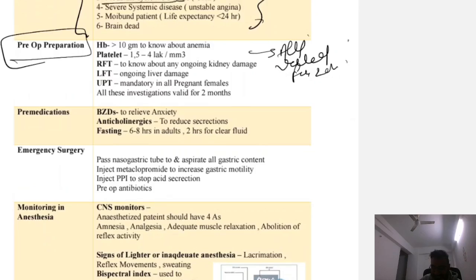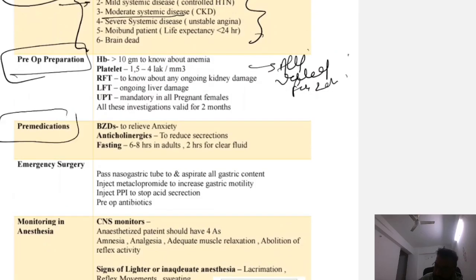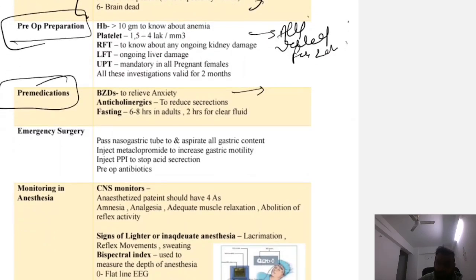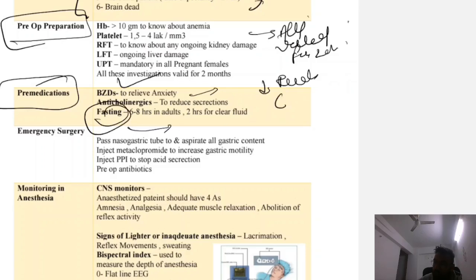Okay, now the pre-medication. So what is pre-medication? If you say to someone that you are posted for OT tomorrow, then the patient will be in anxiety. So to relieve that anxiety, you have to give benzodiazepine. And why are you giving the anticholinergic? To reduce the secretions. Why fasting? 6 to 8 hours for solid food, 2 hours for clear fluids. Why?